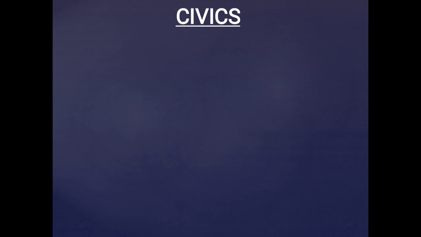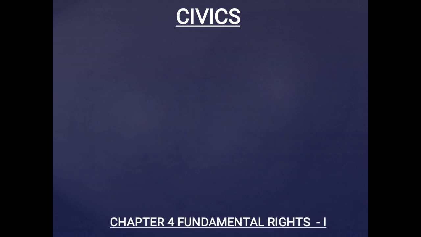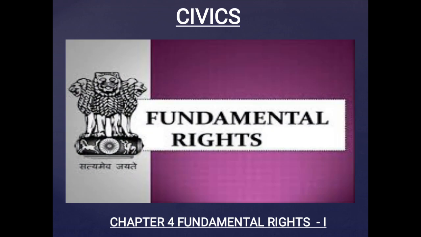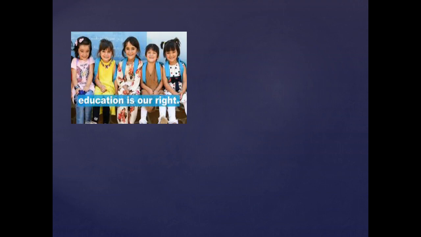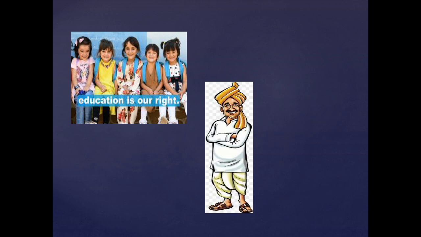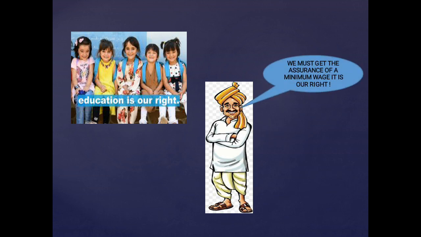Today in Civics, we will be learning Chapter 4, Fundamental Rights, Part 1. You can see these pictures. The first picture speaks about education is our right. The second picture is of a farmer who says we must get the assurance of a minimum wage. It is our right.